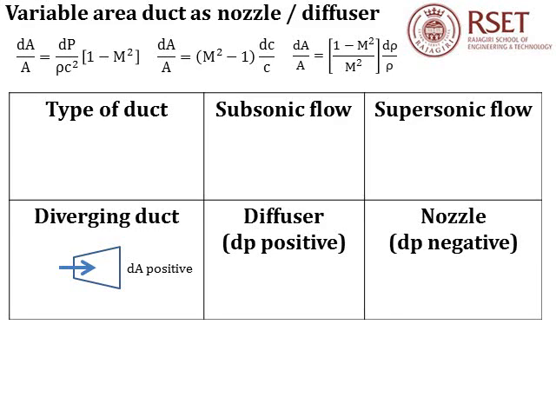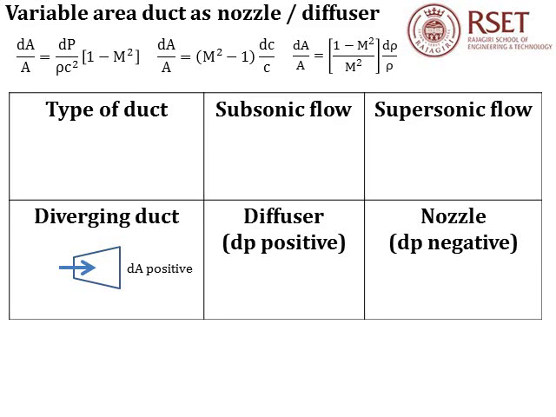So from the equations, we can conclude that for a subsonic flow passing through a diverging duct, the pressure increases, that is dP is positive, velocity reduces, that is dC is negative, and density increases, that is d rho is positive. Hence, for a subsonic flow passing through a diverging duct, the diverging duct acts as a diffuser.